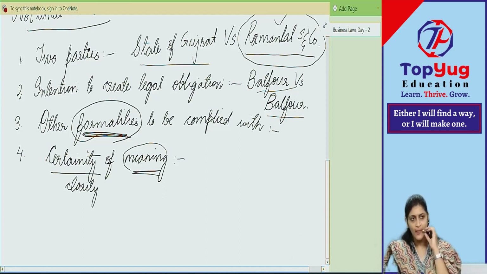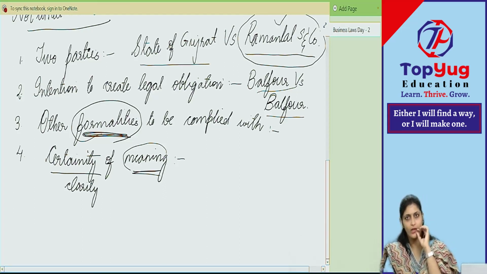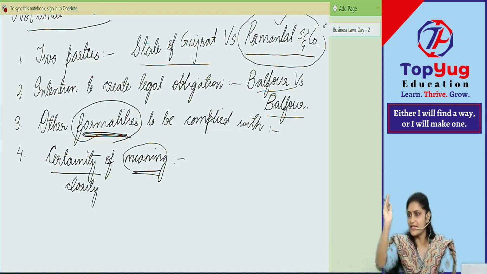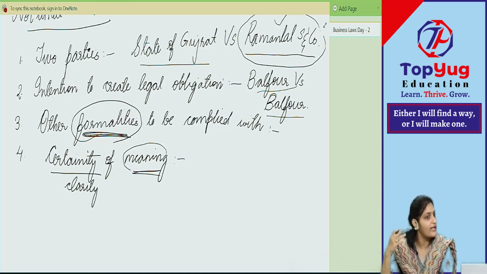Say, for example, I am telling you, I will sell you my car at a price which I wish to decide on Sunday. On Sunday, I will think about some price and I will sell you that car. So, is there any certainty of meaning, or is there some doubt in your mind? There is some confusion, there is some doubt in your mind, yes or no? Is there clarity of meaning in this contract? No. Therefore, it is not a valid contract.